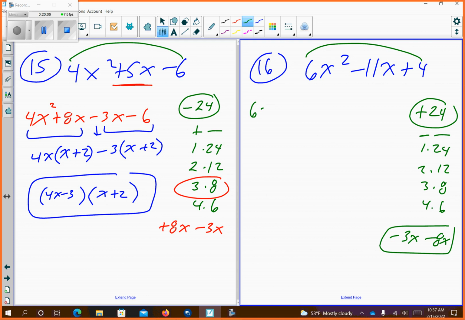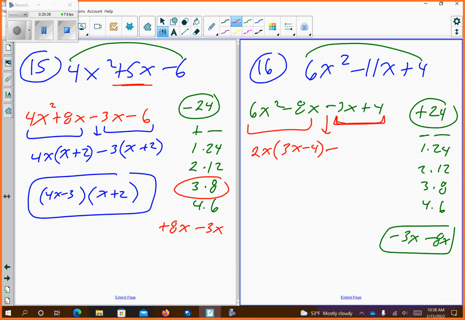So I get 6x squared. Again, whatever order you want. So minus 8x minus 3x plus 4. So I can factor out a 2x on both of those. That's going to give me 3x minus 4. This negative sign comes out. But look here. The only number I can factor out of both of those is a 1. Is that okay? Sure is. Factor negative 1 out of negative 3x. That's going to give me 3x positive. I factor negative 1 out of positive 4, negative 4. Those are the same. That's what we want.